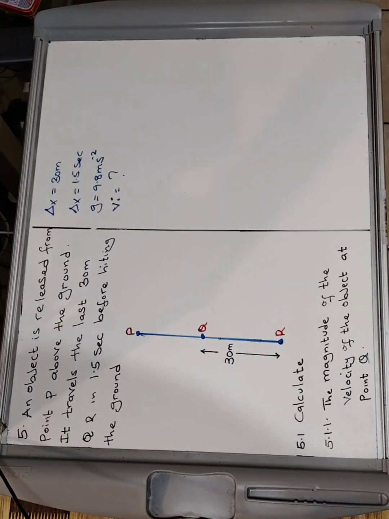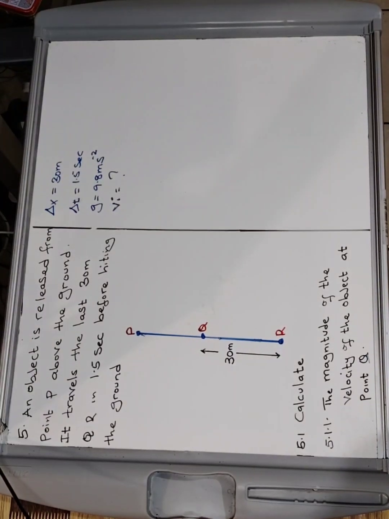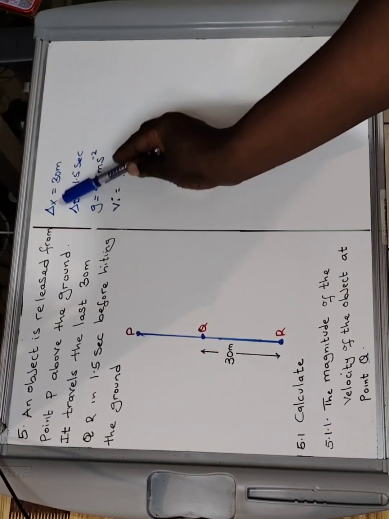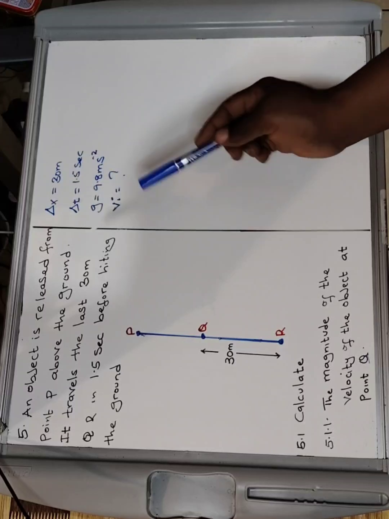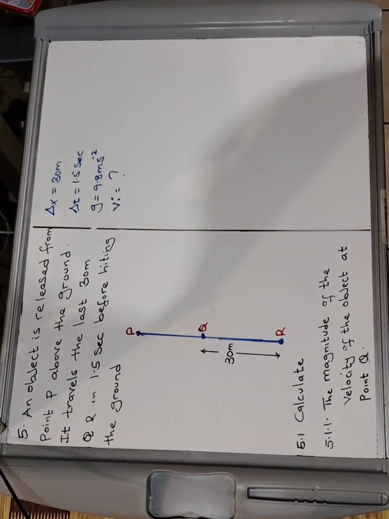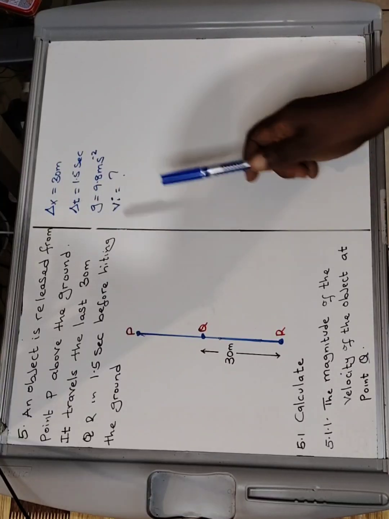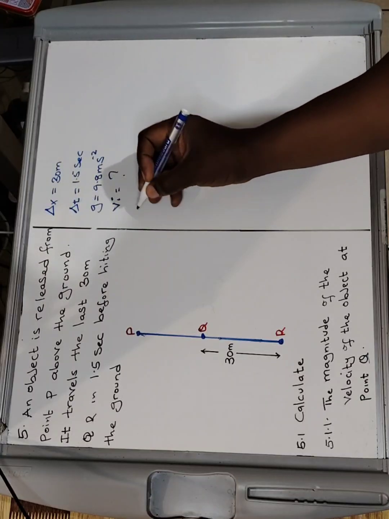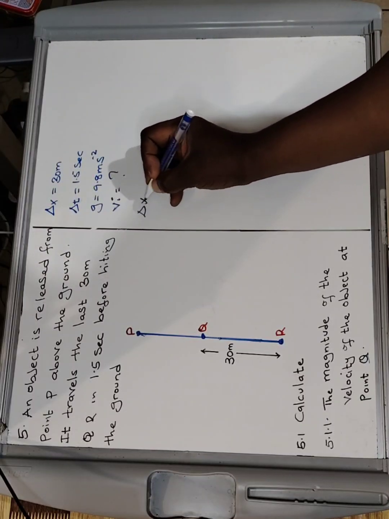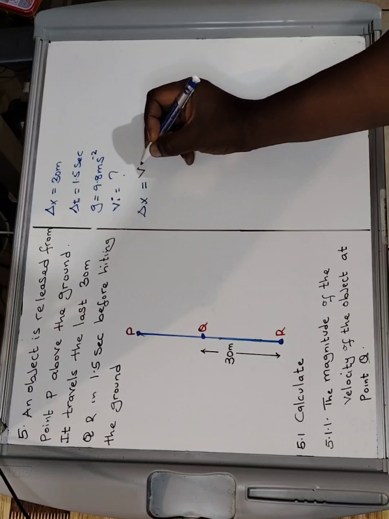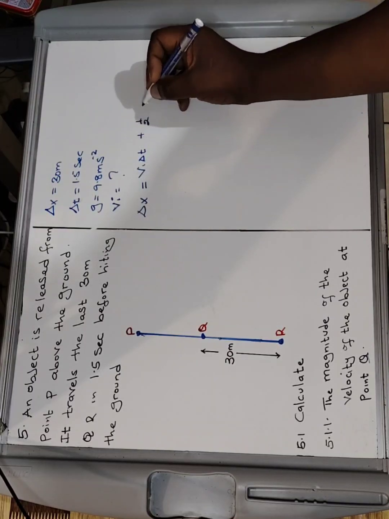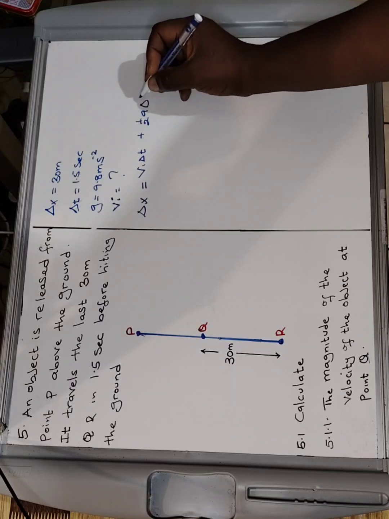So what do we do next? When you look at the data we have, where we have delta x, displacement, time, and g, next is to choose the equation. So what's the choice of equation which suits this data? It's going to be the third equation, which says delta x is equal to vi delta t plus a half a delta t squared.